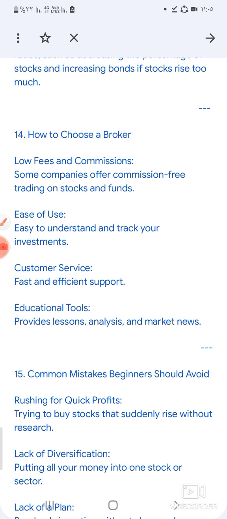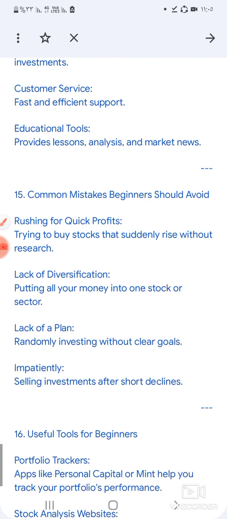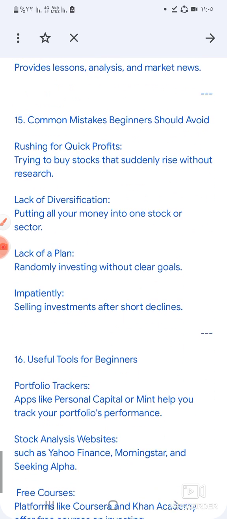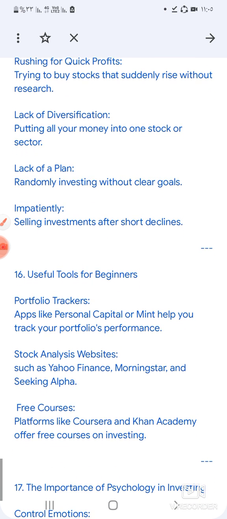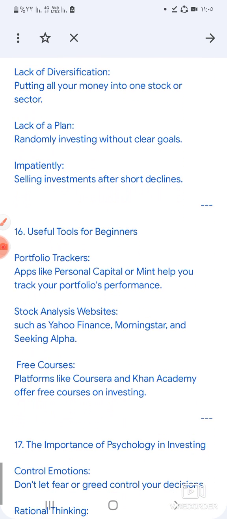15. Common mistakes. Beginners should avoid rushing for quick profits. Trying to buy stocks that suddenly rise without research. Lack of diversification. Putting all your money into one stock or sector. Lack of a plan. Randomly investing without clear goals. Impatiently selling investments after short declines.